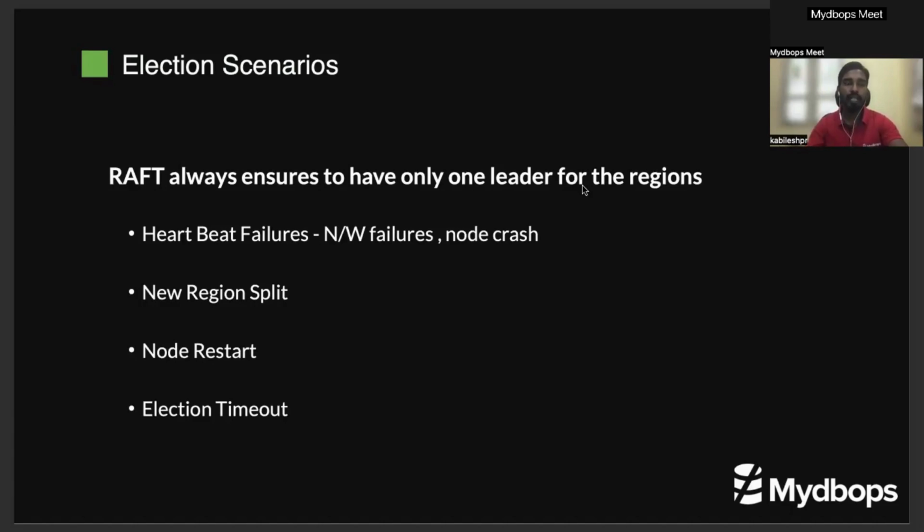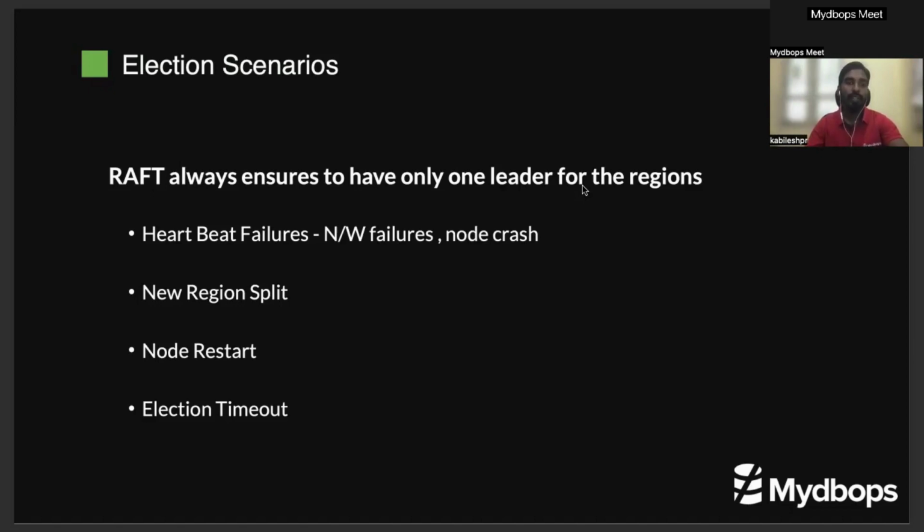Before explaining the heartbeat failure, I'll say that the leader will frequently send heartbeats to its followers to check their health status, and they will acknowledge back. So this is how they maintain a relationship between the leader and the followers. If there is a heartbeat failure, if there is no heartbeat message from the master, the followers think that the master is no more available, and they start an election. So this is one of the election scenarios.